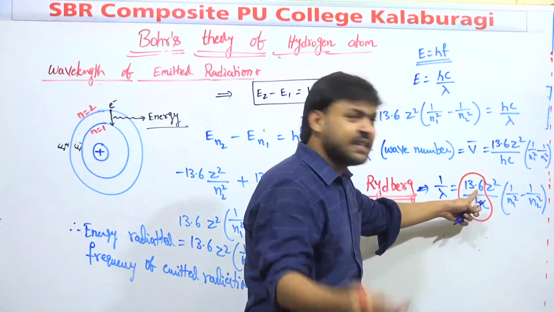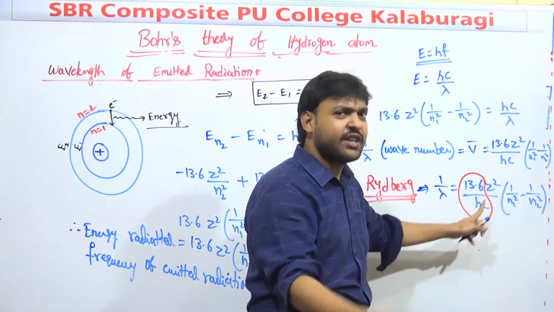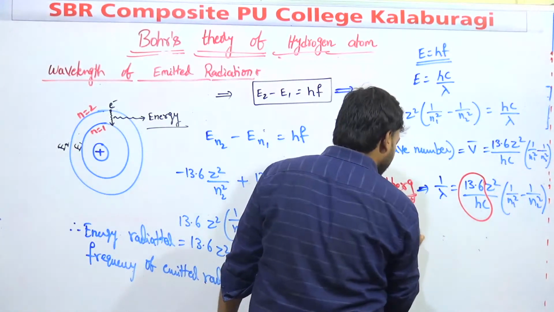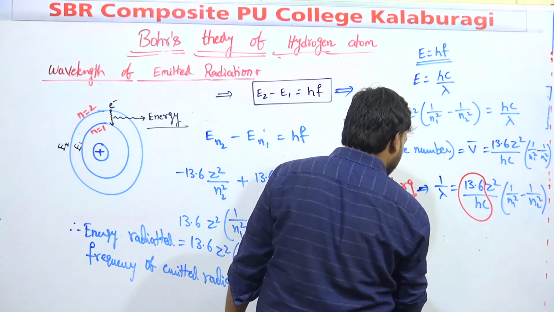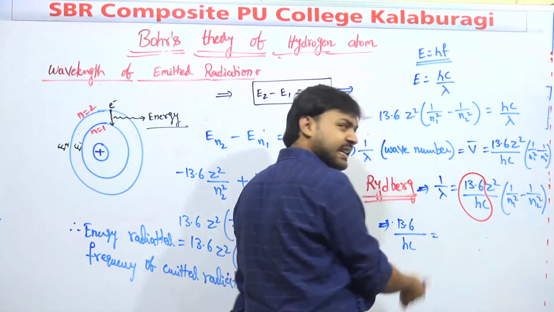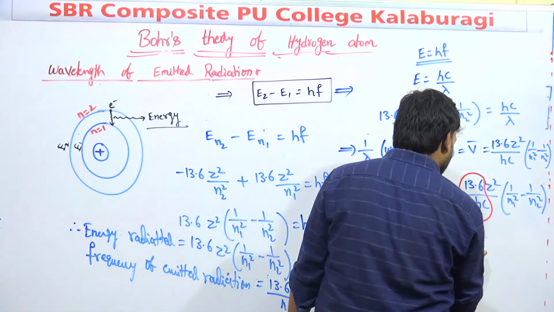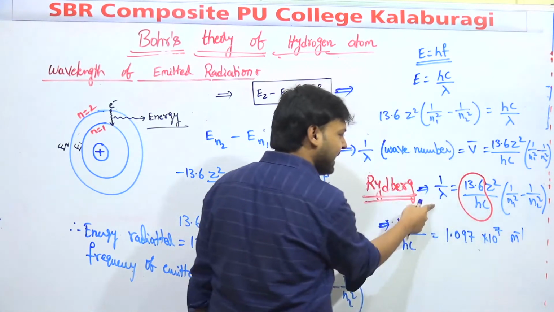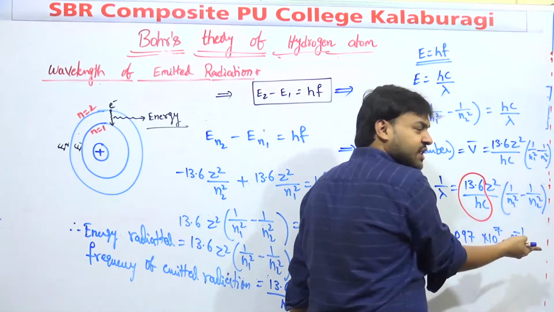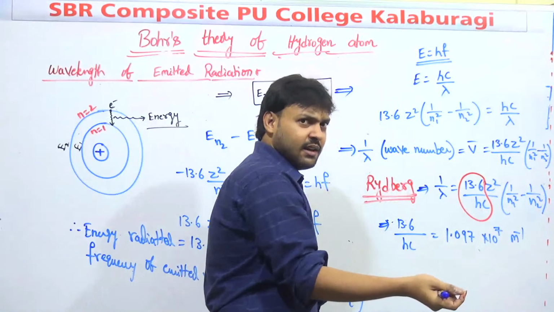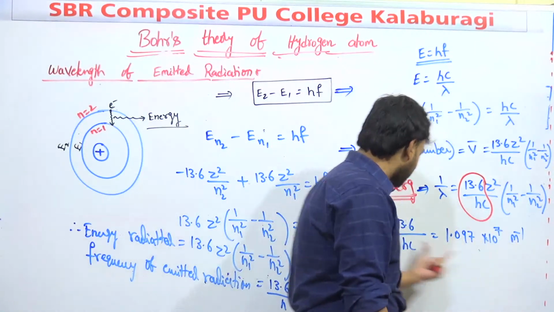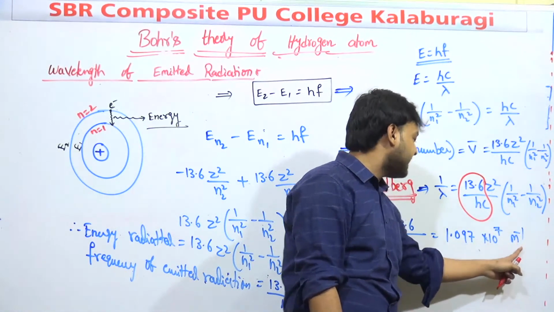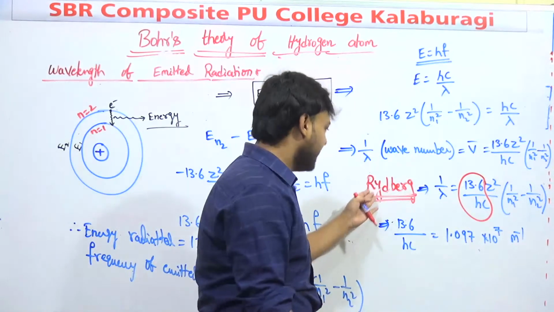13.6 is in electron volts, and h and c are constants. He calculated all of this and got a value: 13.6 electron volts divided by hc is 1.097 into 10 to the power 7 per meter. Why per meter? Because it is 1 by lambda; Z is constant, and this constant has a unit, so it is per meter. He got this value and kept his name on it, because he did the same work.